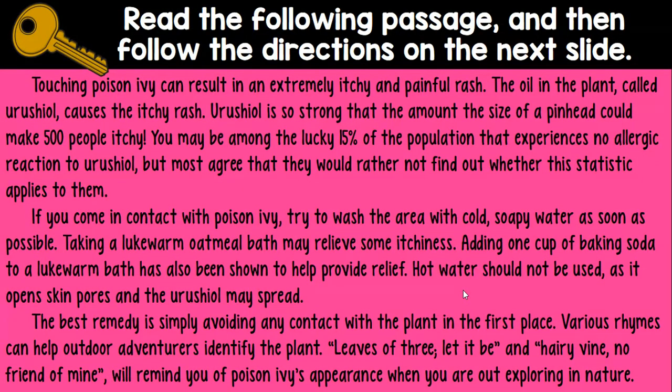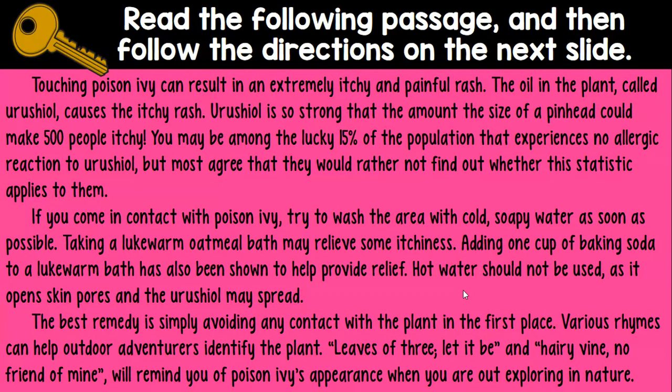So let's look at an example here and try to decide what text structure this is. Touching poison ivy can result in an extremely itchy and painful rash. The oil in the plant, called urushiol, causes the itchy rash. Urushiol, that's a hard one to say, is so strong that the size of a pinhead could make 500 people itchy. You may be among the lucky 15% of the population that experiences no allergic reaction to urushiol, but most people agree that they would rather not find out whether the statistic applies to them.